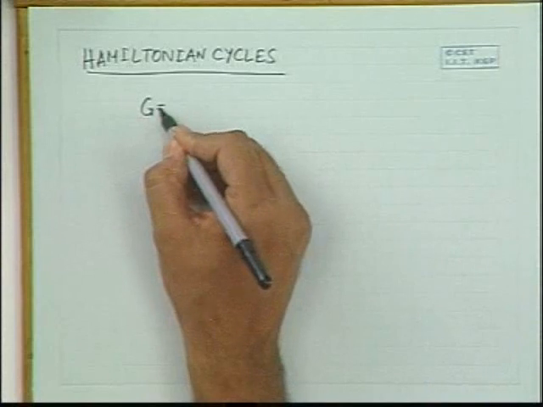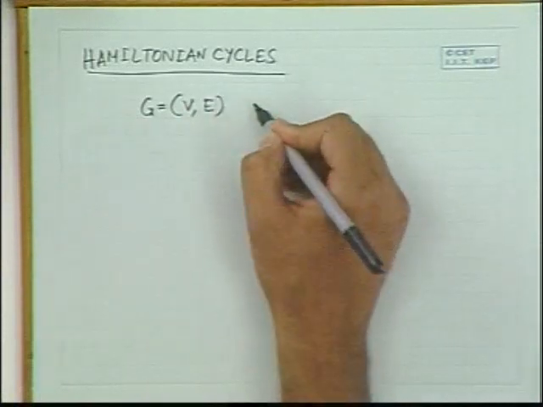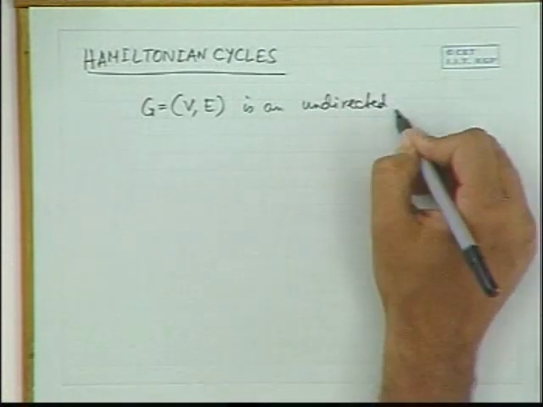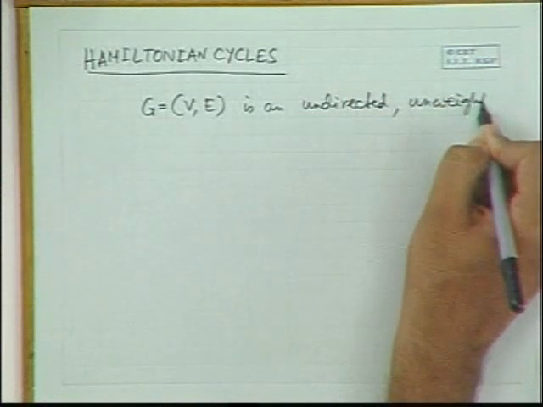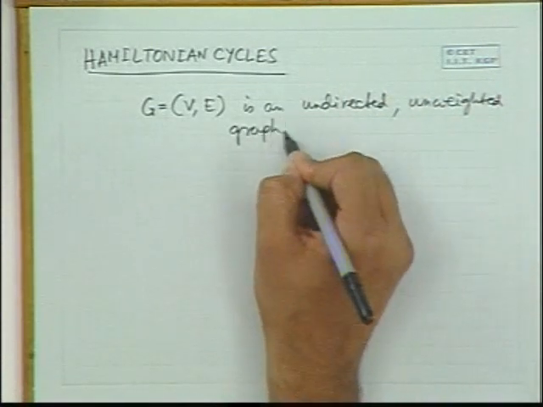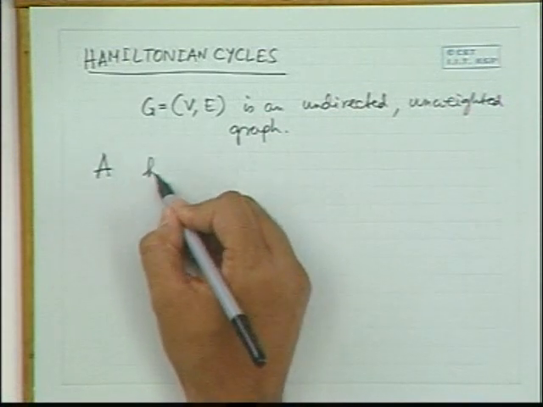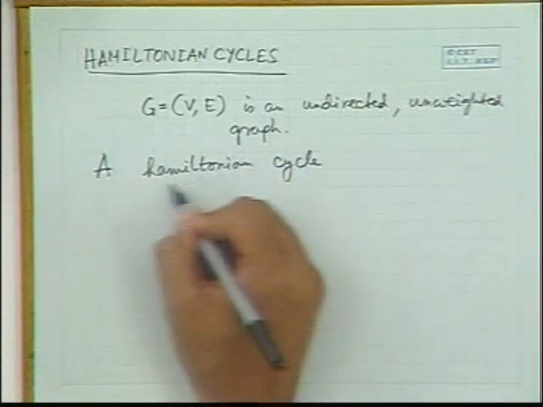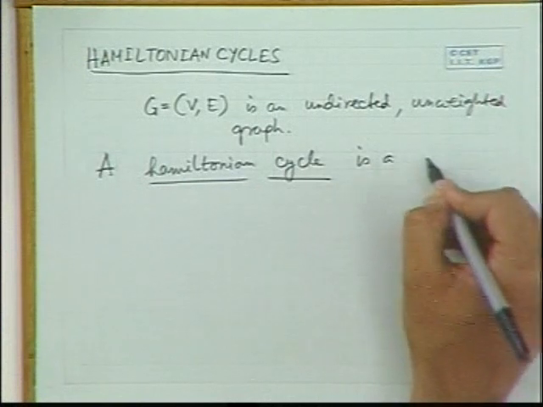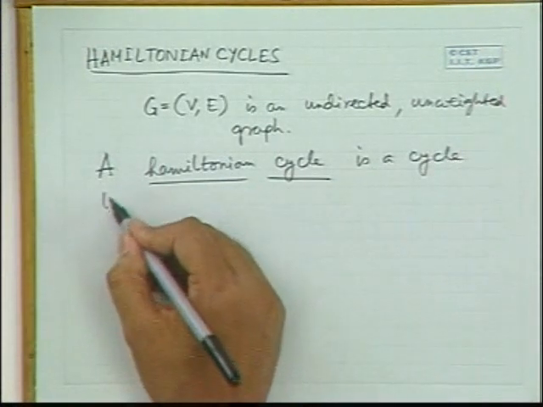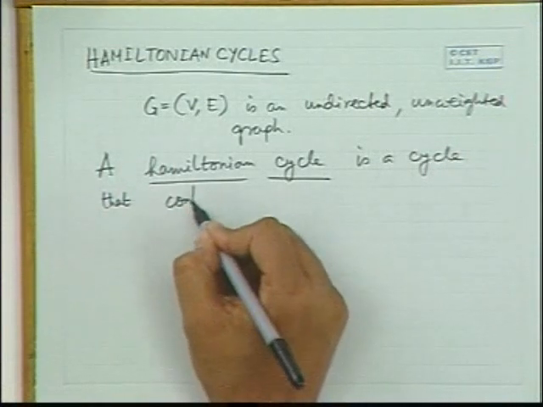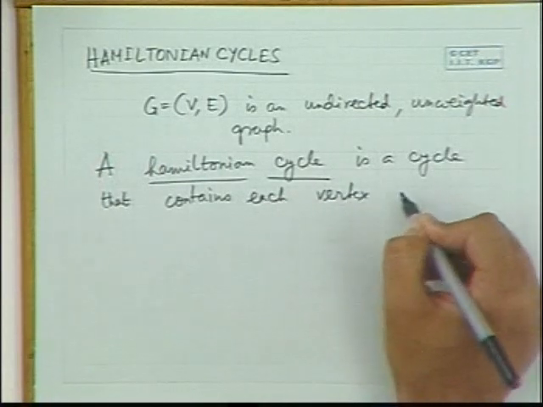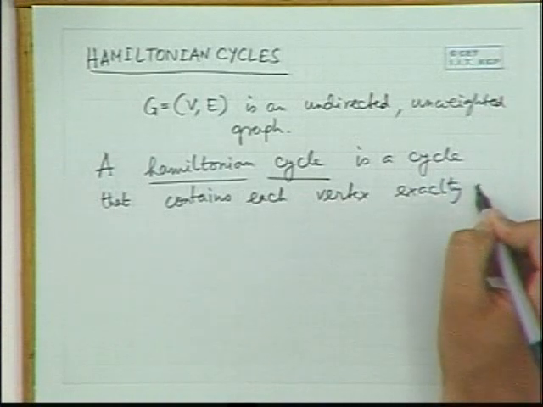So suppose we have been given the graph G = (V, E), which is an undirected and unweighted graph. A Hamiltonian cycle is a cycle that contains each vertex exactly once.